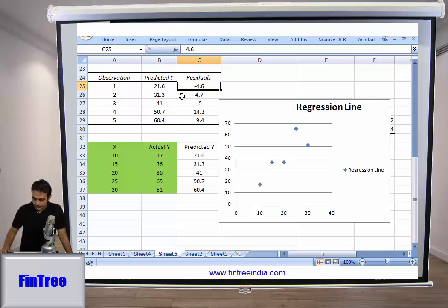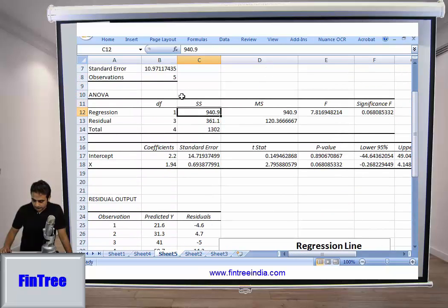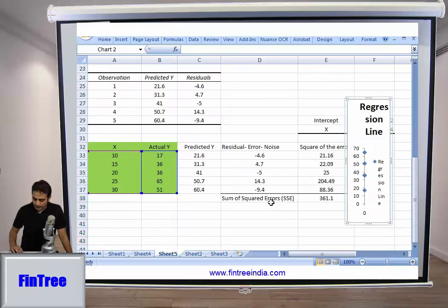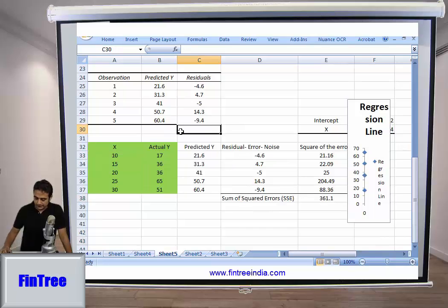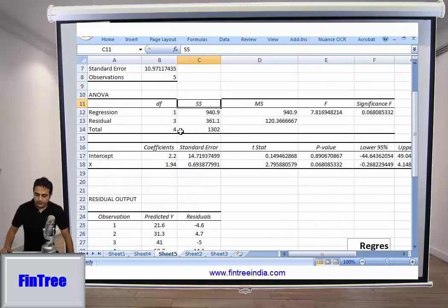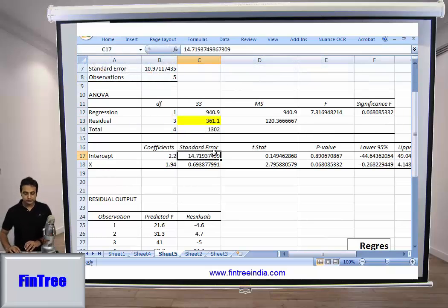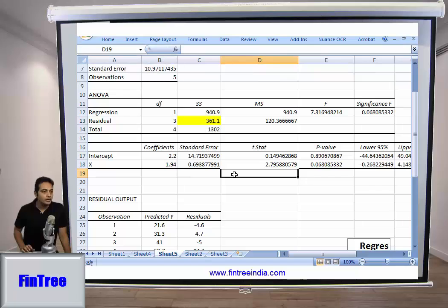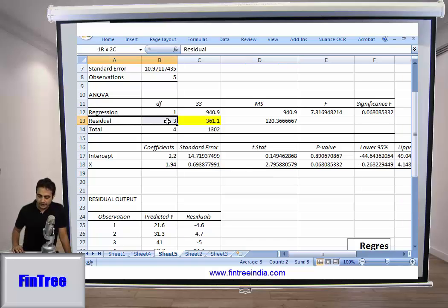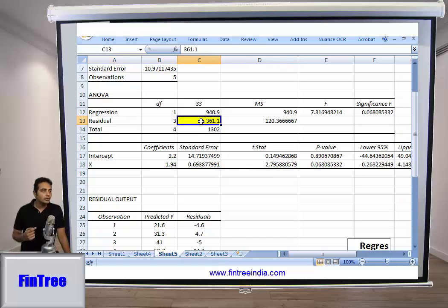Now in the ANOVA table, what was our total? 361.1. So look at the ANOVA table. Can you observe this number? 361.1. So the ANOVA table directly calculates that number for you. So in the residual section, when it gives you 361.1, what is the interpretation? This number is essentially the total of all the errors which are being squared.